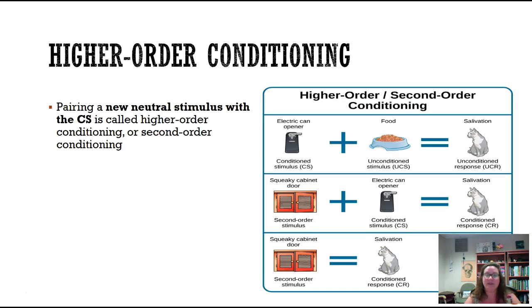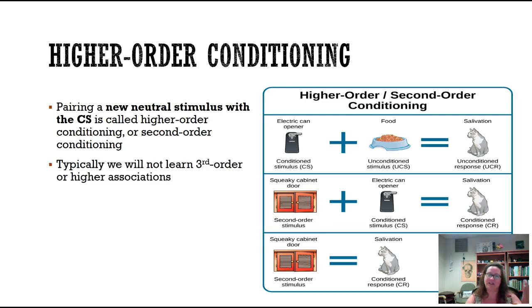So another kind of aspect of classical conditioning is higher order conditioning. So we can pair a new neutral stimulus with that already learned conditioned stimulus. We typically will only do this for one level, a higher order conditioning. We will not learn third order or any higher associations. So if you've got this kitty cat who's learned that the can opener is an indication that the food's coming, they might salivate to the can opener.